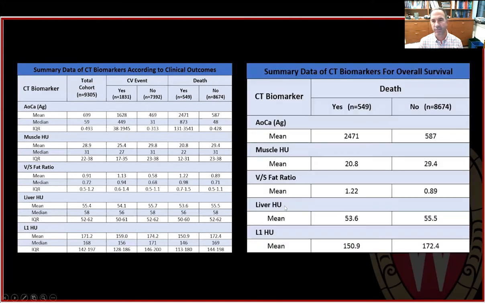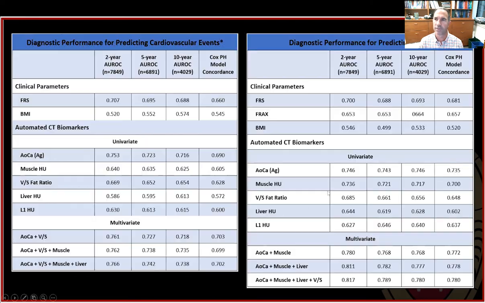This is a little busy of a table, so let's just focus on death just for the sake of time. And you can see, looking at these 5 measures, that just from looking at averages, there's pretty significant differences between those that went on to die versus those that didn't over the follow-up interval. And these are all statistically significant. Liver attenuation is just a fairly minor difference, but it is significant. Most of these, though, are just obviously significant in differences.